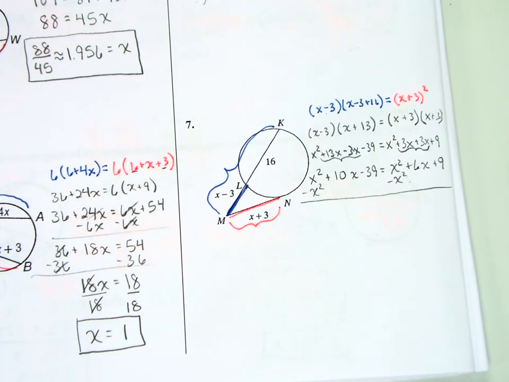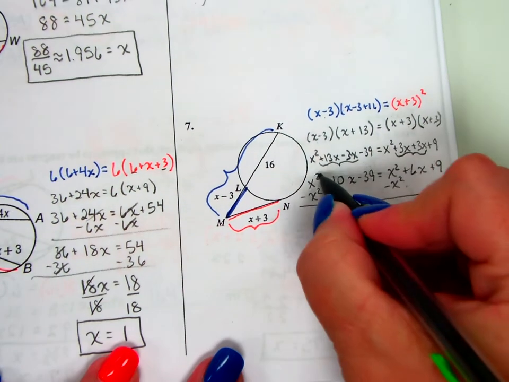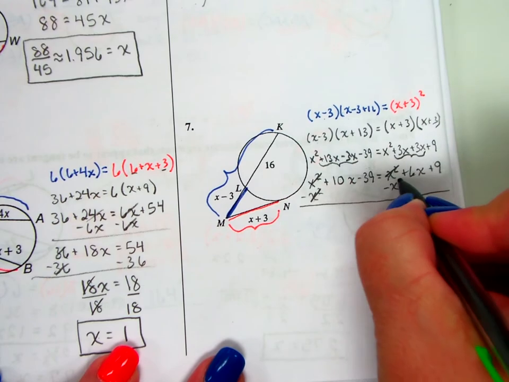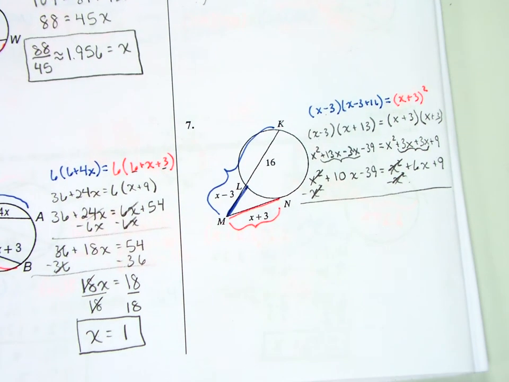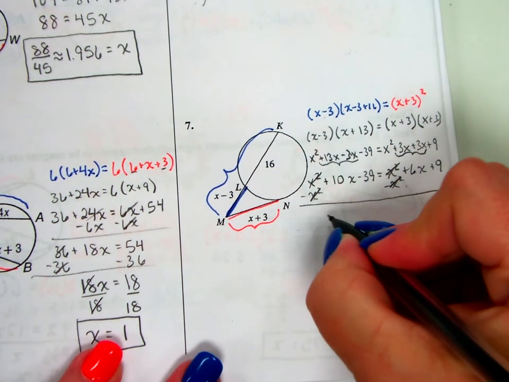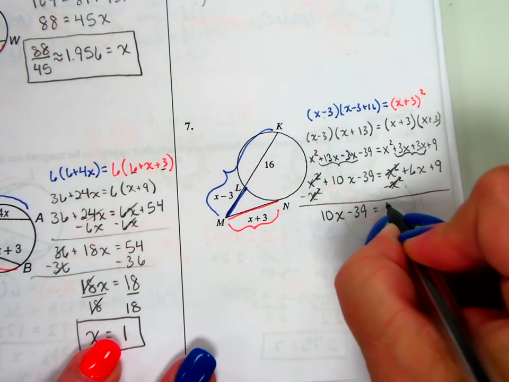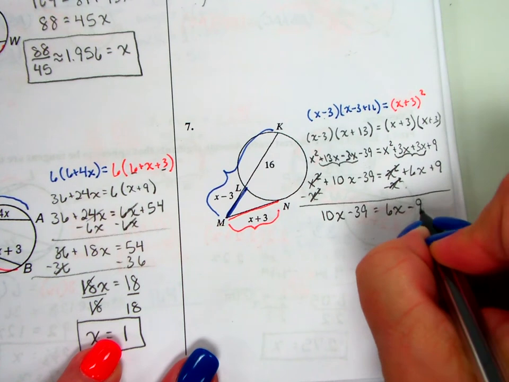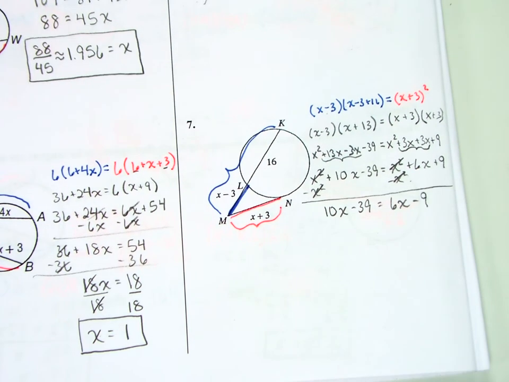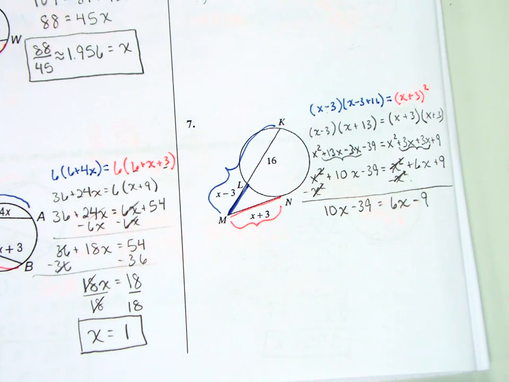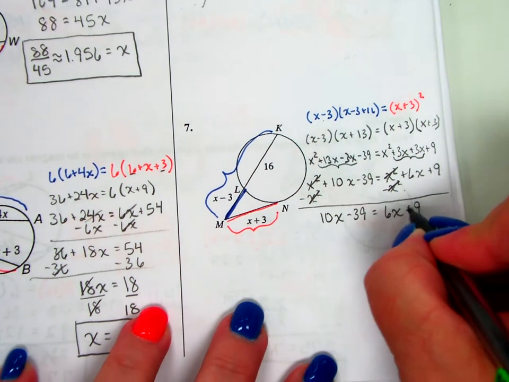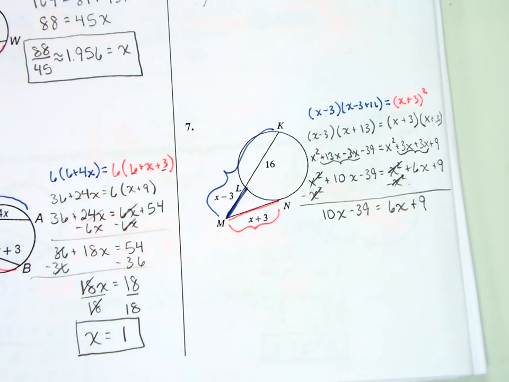Because what's going to happen on both sides with my x squareds? They're going to cancel out. And we're no longer going to get to factor. Because now it's just 10x minus 39 equals 6x minus 9. And I no longer have any squares. Now I just solve this like a regular 3-step Algebra 1 problem. Isn't it plus 9? It is plus 9, thank you.